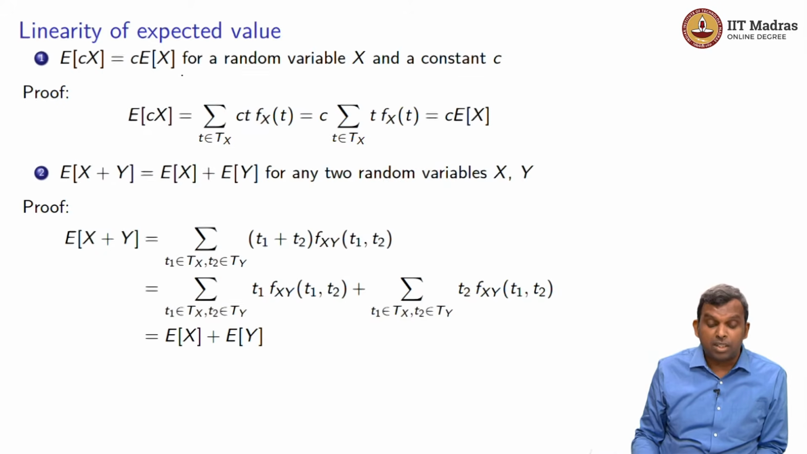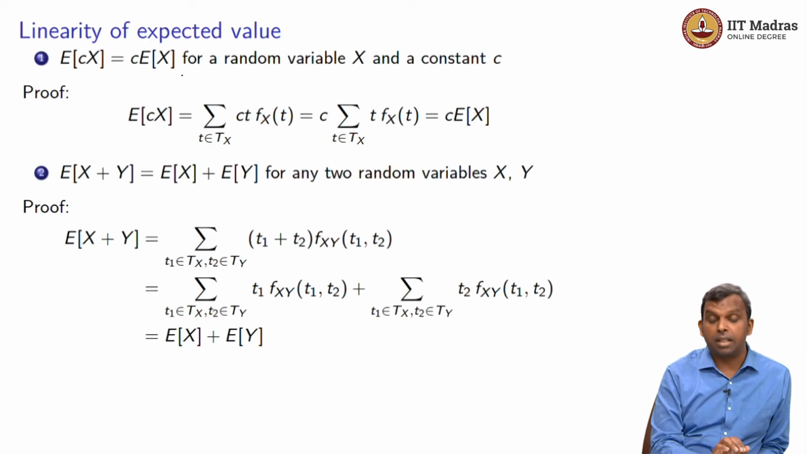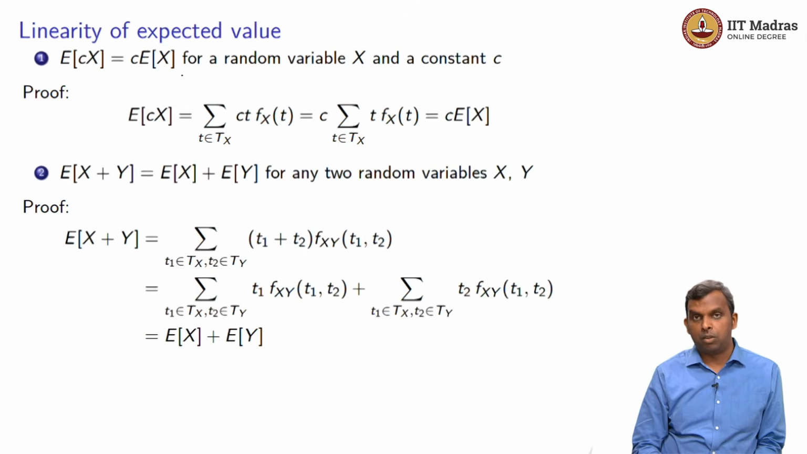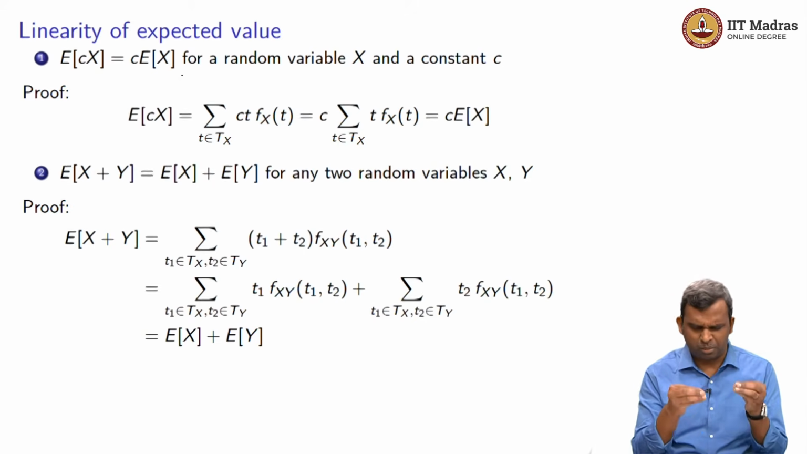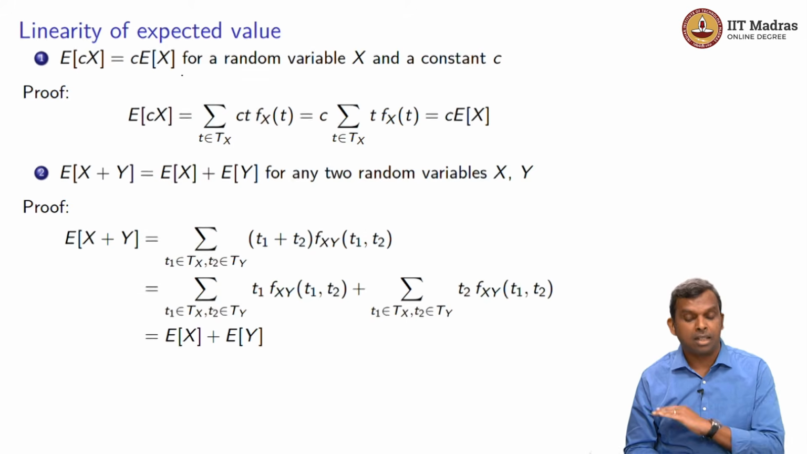Okay. So the next one is much more interesting. For any two random variables x, y, expected value of x plus y is expected value of x plus expected value of y. Okay. So once again, I want to emphasize this property. It's a very simple little property. A lot of people think x and y have to be independent. Only then expected value of x plus y is the expected value of x plus expected value of y. That's not true at all. For any two random variables x and y, expected value of x plus y equals expected value of x plus expected value of y. Okay, whether they are dependent, independent, anything.